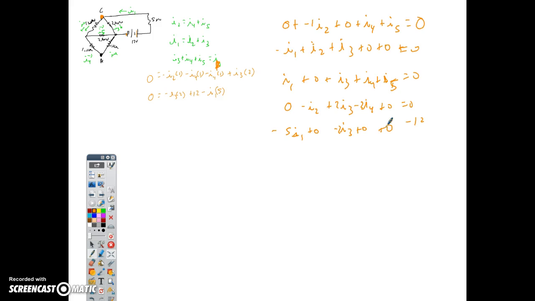I'm moving them over so that I'm making a matrix. I'm saying my variables are I1, I2, I3. I'm making a 5 by 5 matrix. I'm then going to do the inverse of this matrix times the matrix 0, 0, 0, 0, -12. And it should give me my answer for I1, I2, I3, I4, and I5.